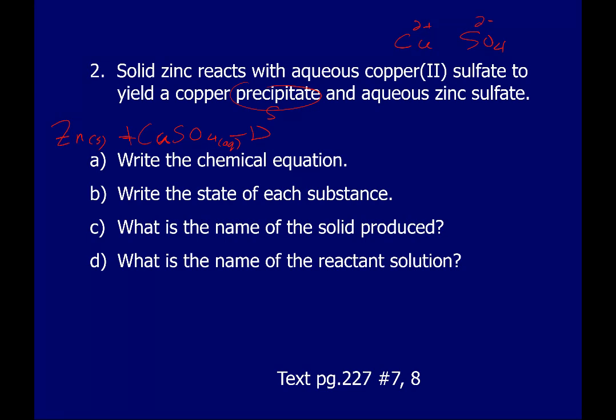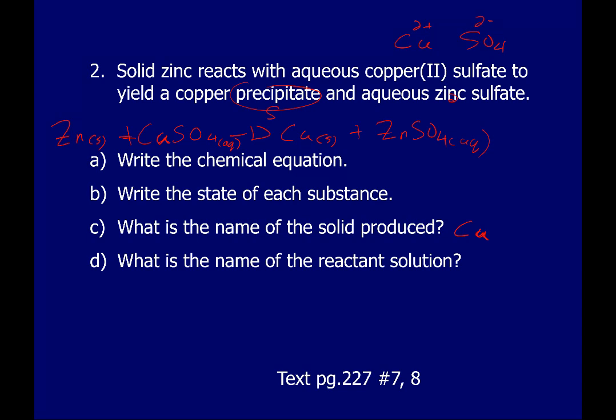Put an arrow, and then it gives you a copper precipitate, so that means solid copper, plus aqueous zinc sulfate. So that's ZnSO4. The zinc has a 2 charge, and the sulfate, of course, still has a 2 minus charge. And they crisscross and cancel out just the same. I've just got to put my aq on there. What's the name of the solid produced? That's the copper solid. That's the precipitate.